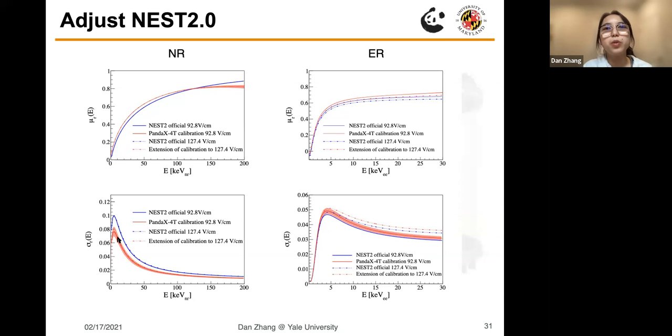And the reason we want to use NEST is that the main calibration data was taken under 93 volts per centimeter, but we had some dark matter data which were taken under 127 volts per centimeter. So we want to extend our signal model by using NEST. And the consistency between our data and the NEST model gives us a legitimate belief that we can use NEST to extend the estimations.